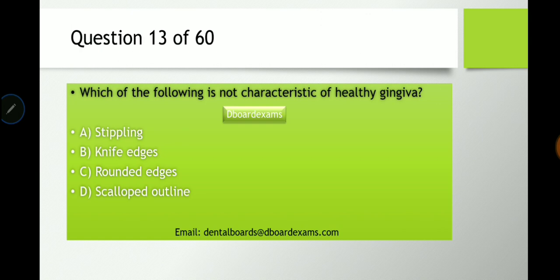Okay. So this one and this one are characteristic of healthy gingiva. You want to see stippling. You want to see scalloped outline, and you want to see knife edges of the gingival papilla. Okay. When they become rounded, it means there's some kind of inflammation. All right. So it means the gingiva is not healthy. So here the answer is C.